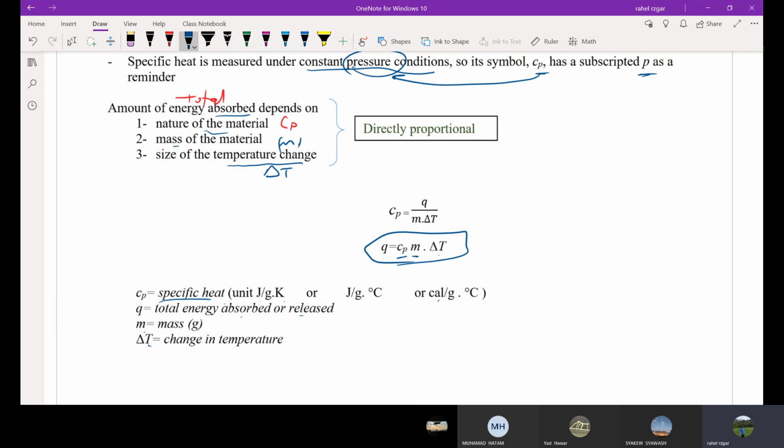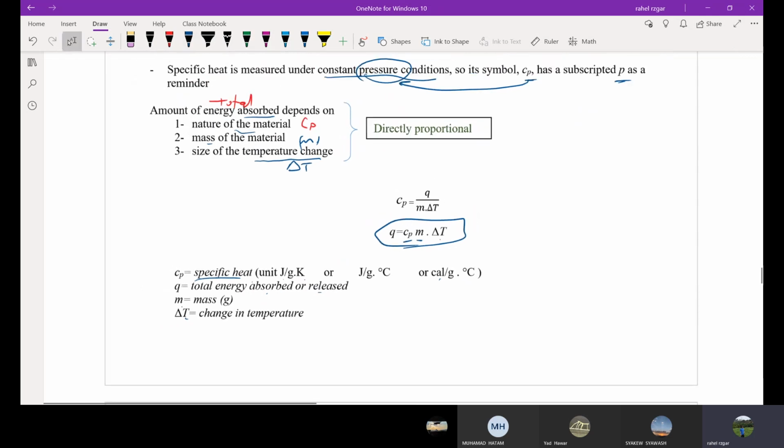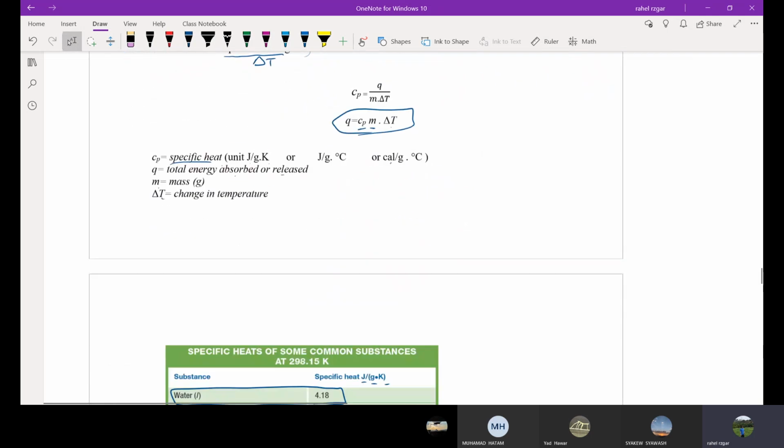So the bigger the mass, the bigger the substance. So it needs more energy to be heated. Then the size of the temperature change. So if you want to, instead of changing the temperature by 1 Celsius or 2 Celsius, what if you change it by 10 Celsius or by 20 Celsius? Of course, you need more energy, more and more, in order to change the temperature from the low temperature to the higher temperature. Okay, so this was specific heat.